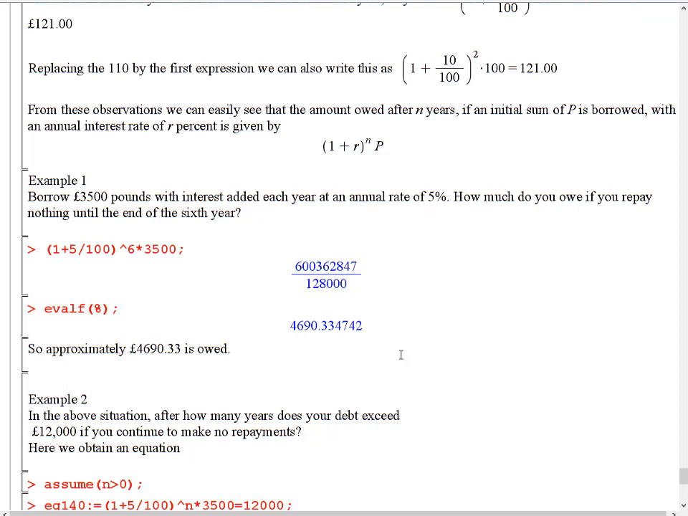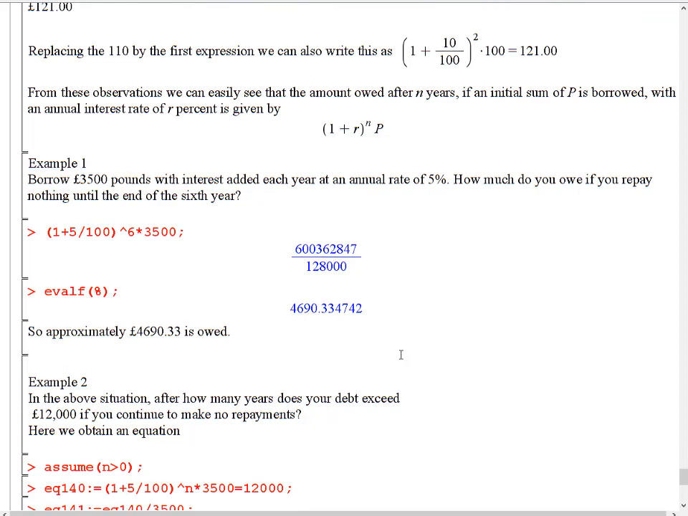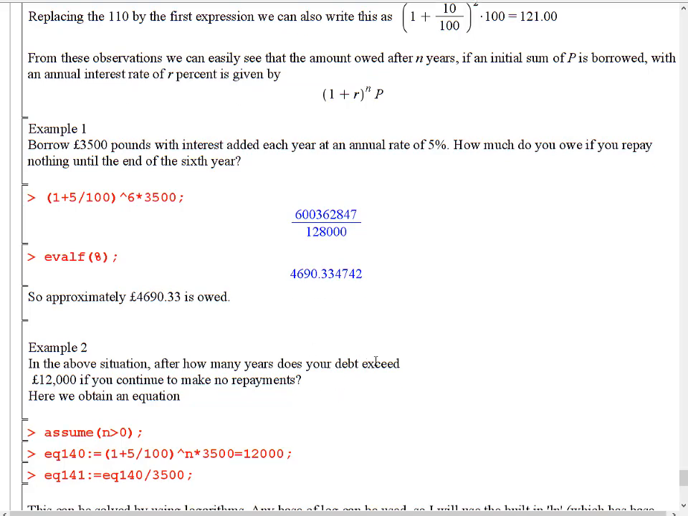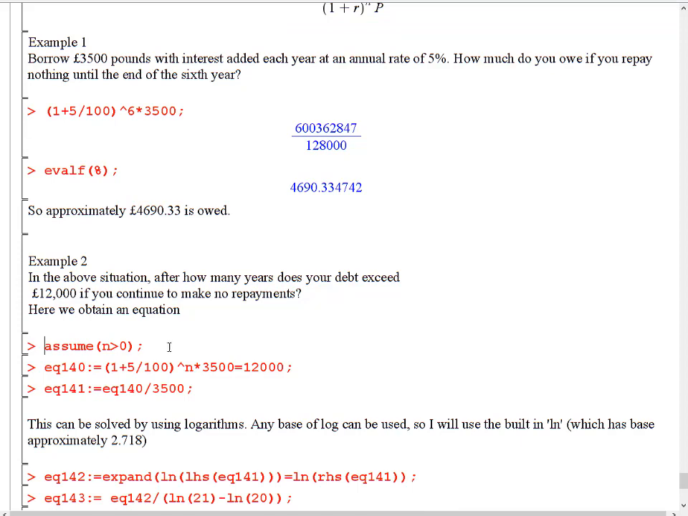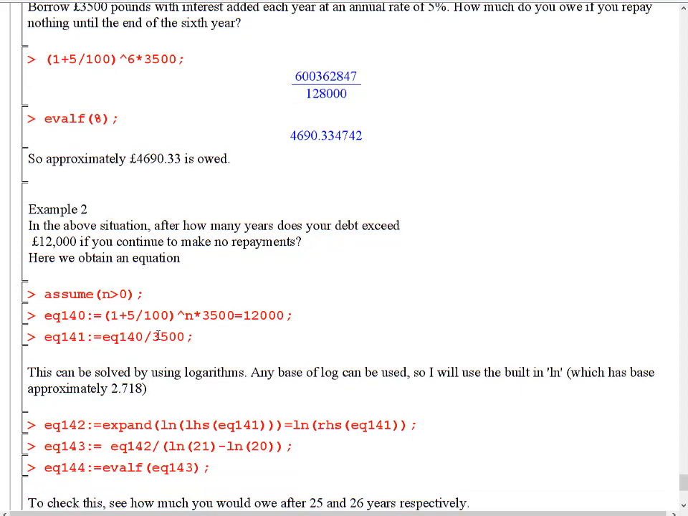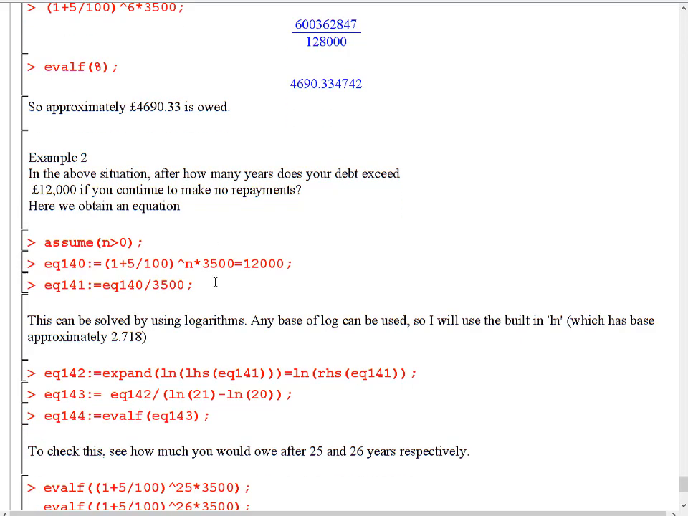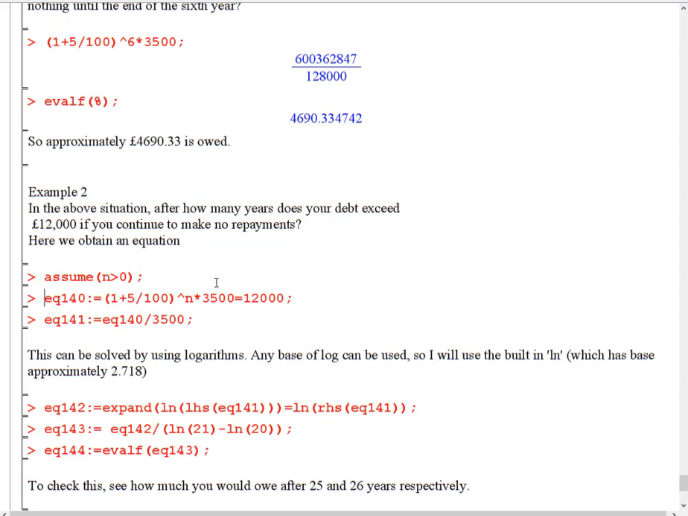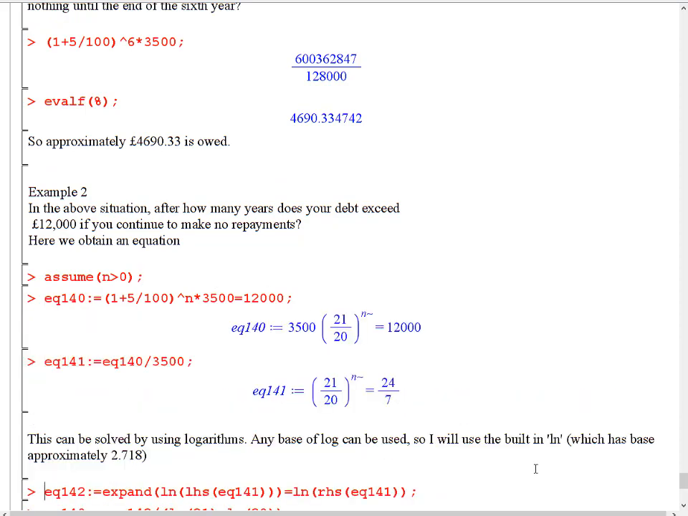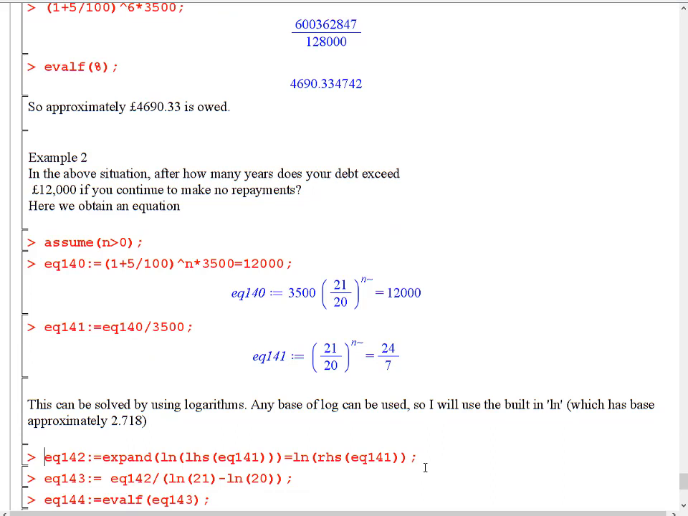A more interesting kind of question is, if I do not pay anything, after how many years do I owe more than £12,000? So you end up with an equation like this. Okay. This is slightly hard to follow. I could not make Maple do this slowly enough. I could not make the steps very clear, so I'll just finish by showing this example.